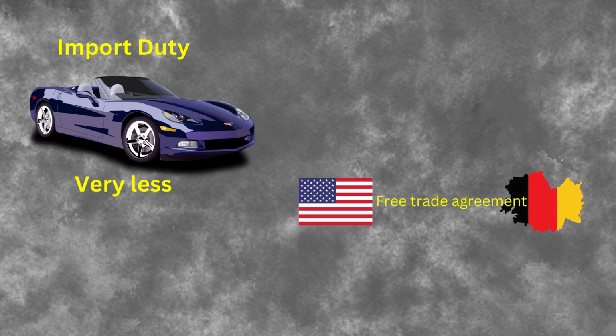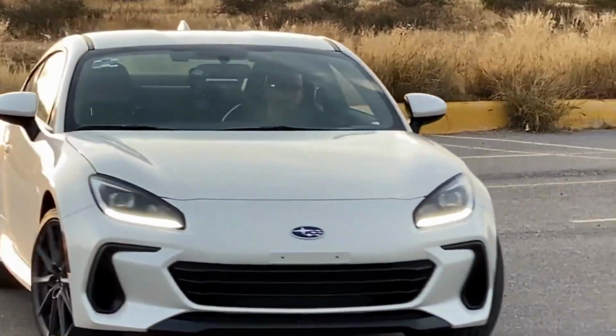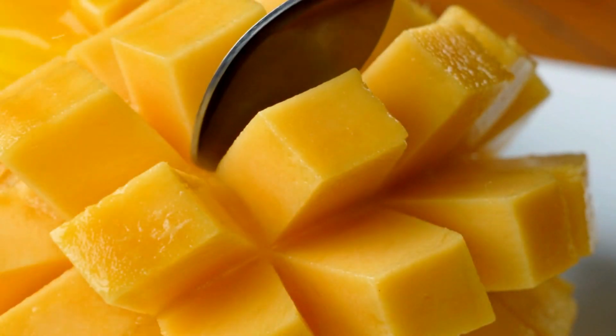Now mind you, people, this story is assuming that the import duty on cars for us is very less, or a free trade agreement exists between these two countries and this product that we're talking about here. We are taking a car because it's a relatable example. But this could be used for any product like tomatoes or even mangoes.